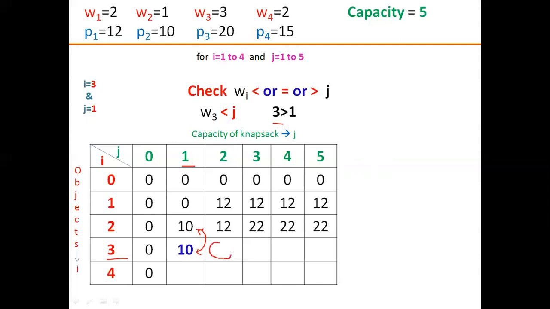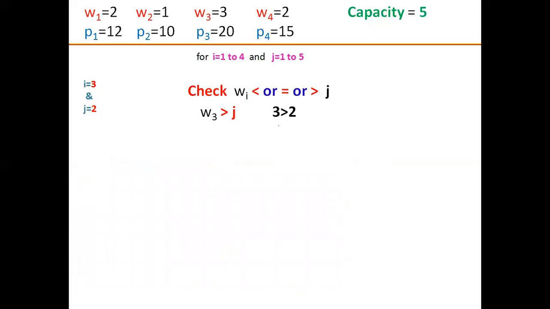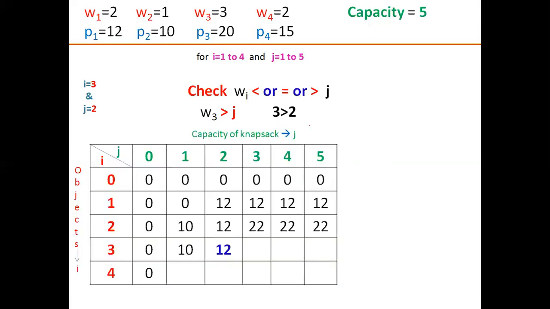So now to fill this part, that is row 3 and column 2. W3 is how much? 3. Whether weight 3 is less than 2, no. Equal to 2, no. It is again greater than the capacity. So again 3 is greater than the capacity 2. So I can't add this object again. So I'm not earning any new profit. So my current profit is the same as my previous profit.